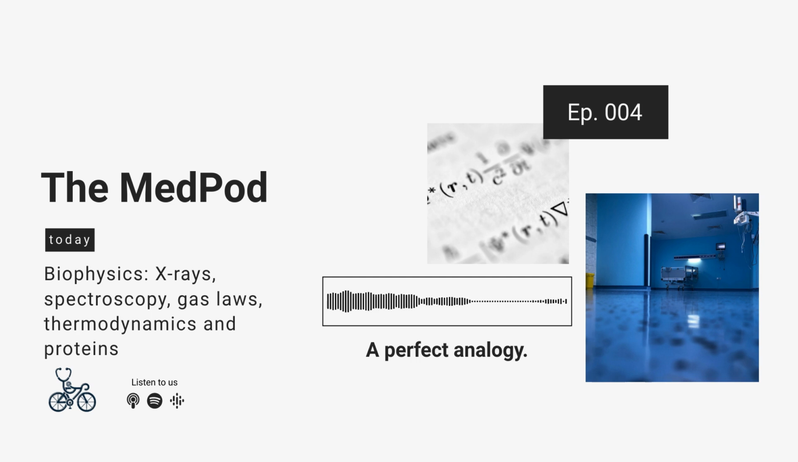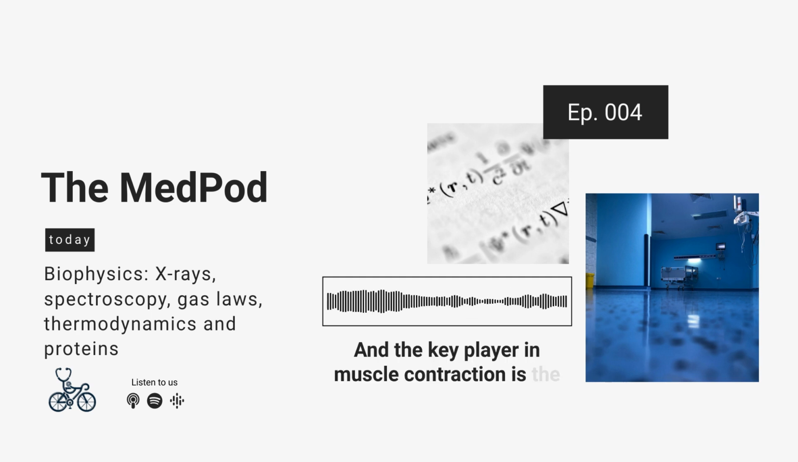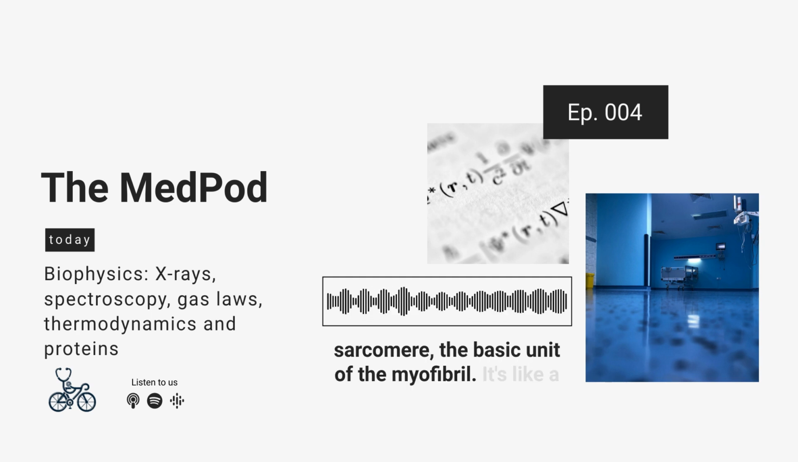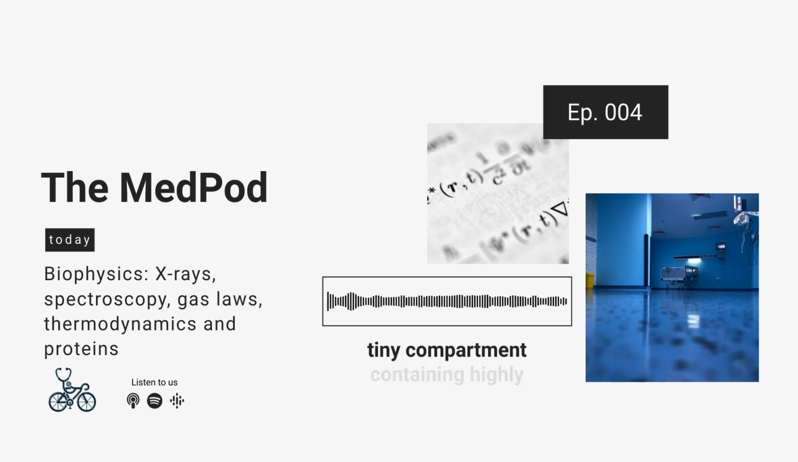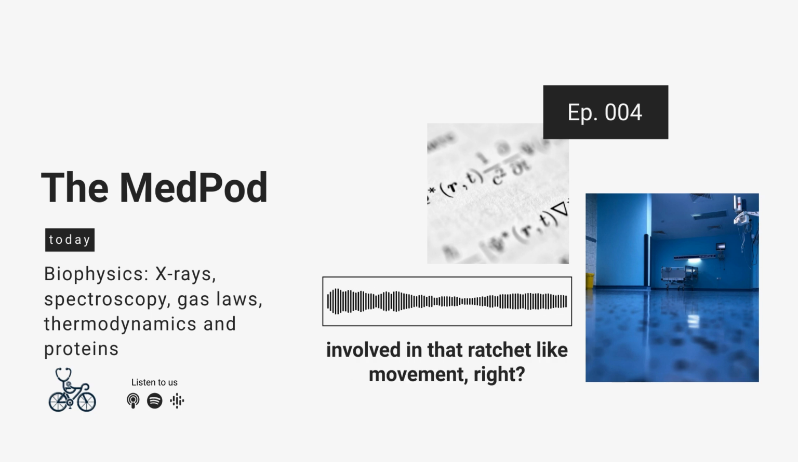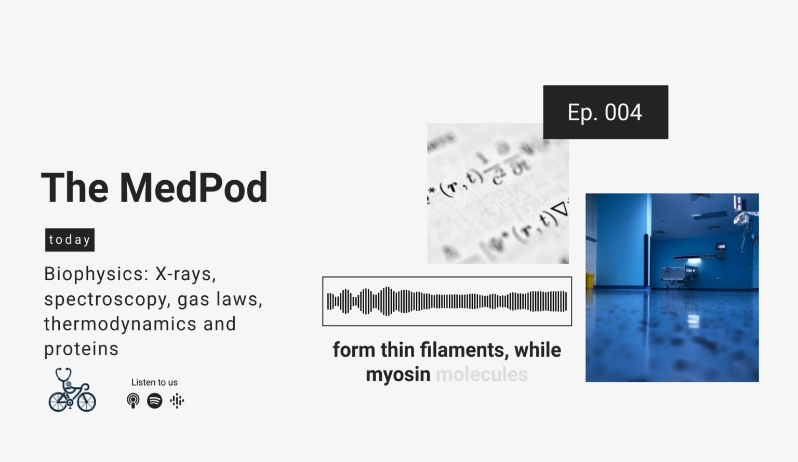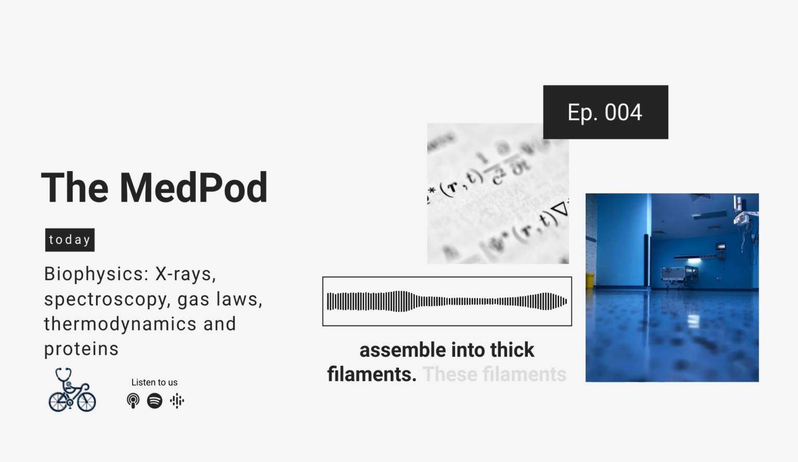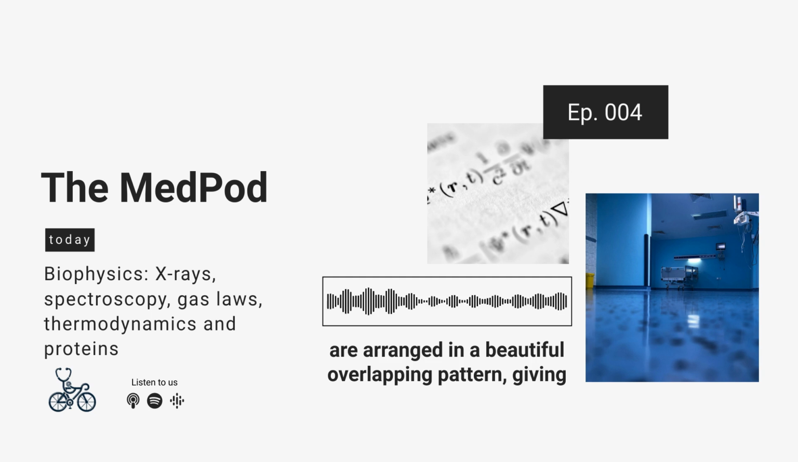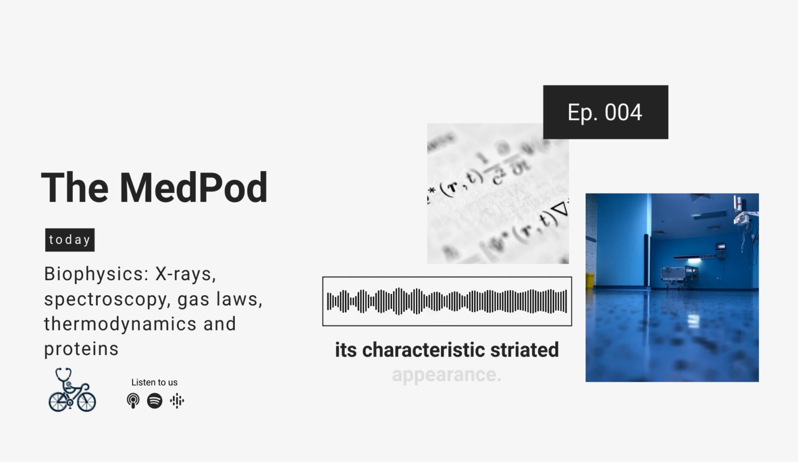A perfect analogy. And the key player in muscle contraction is the sarcomere, the basic unit of the myofibril. It's like a tiny compartment containing highly organized arrays of protein filaments, primarily actin and myosin. Those are the same proteins we were just discussing, the ones involved in that ratchet-like movement, right? Precisely. In the sarcomere, actin filaments form thin filaments, while myosin molecules assemble into thick filaments. These filaments are arranged in a beautiful overlapping pattern, giving skeletal muscle its characteristic striated appearance.